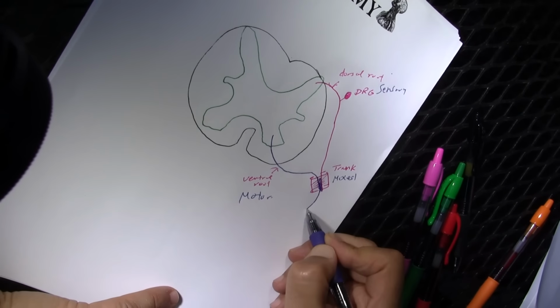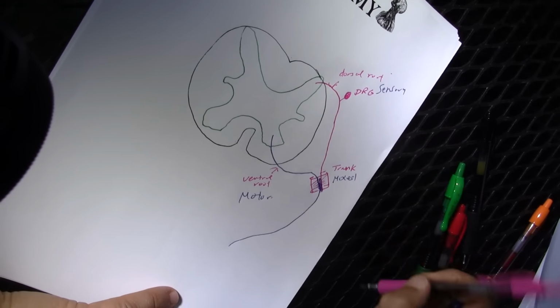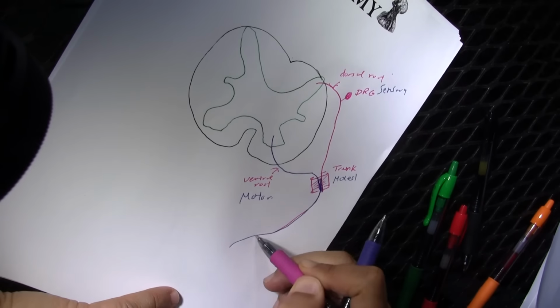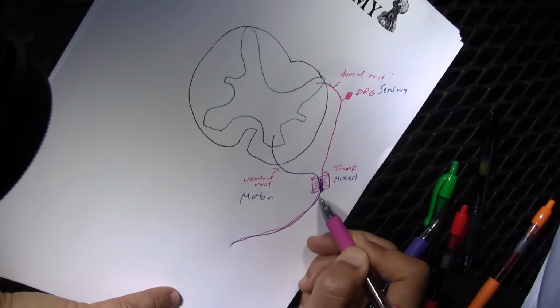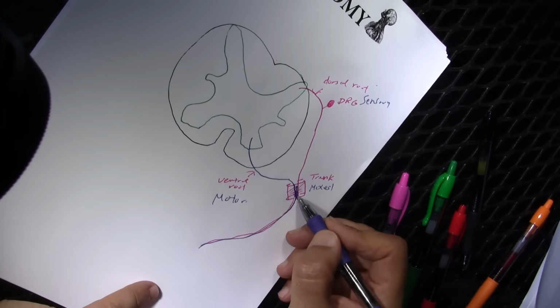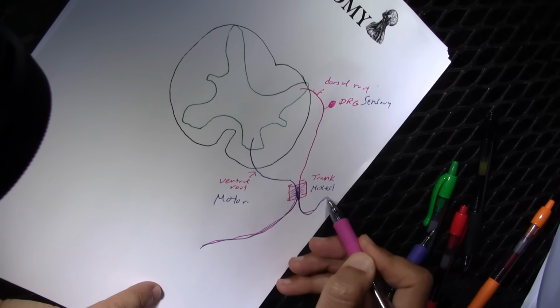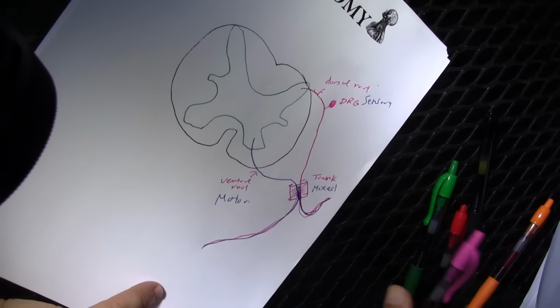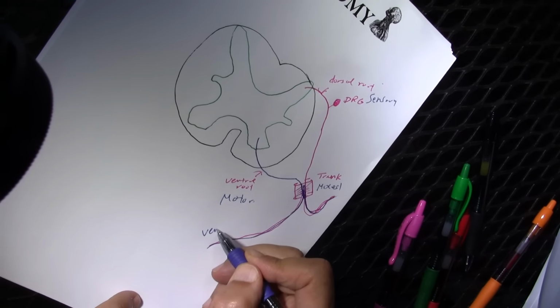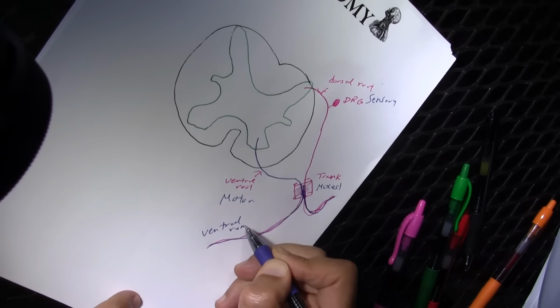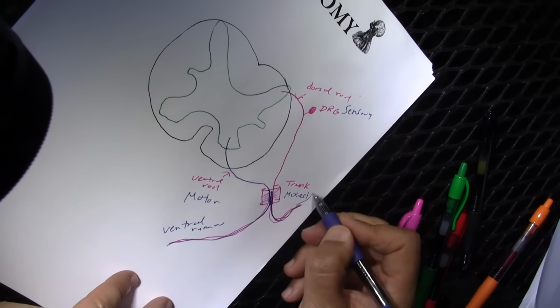Then it divides into ventral ramus, which also is mixed, has sensory and motor fibers, and dorsal ramus, which also is mixed, has sensory and motor fibers. Okay, so you have ventral ramus and dorsal ramus.